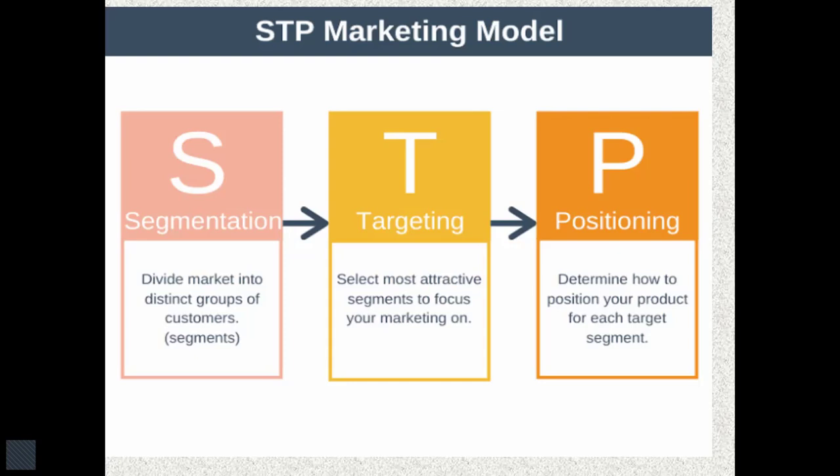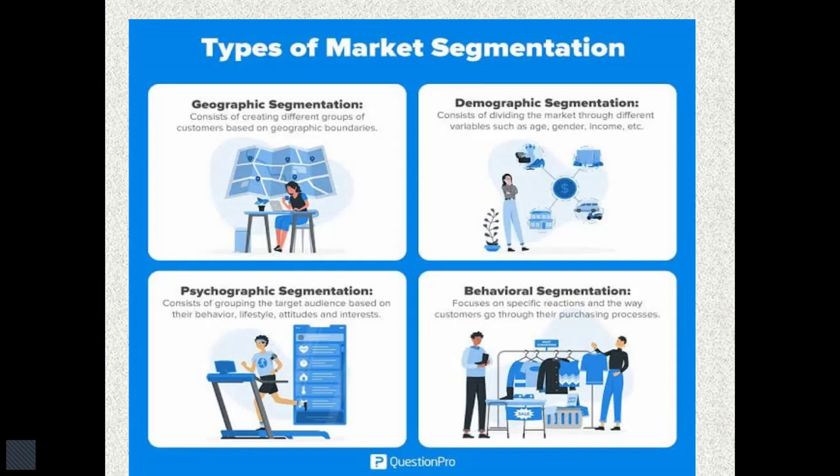And after that, we start working on the positioning of the product. How do we want to position our product in the market? Determine how to position your product for each target segment. For that matter, we need to work on the point of differentiation that helps differentiate the organization's products from the competitors, creating a unique selling point from them.